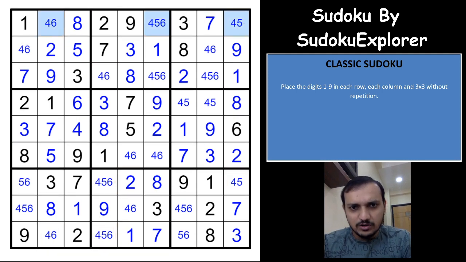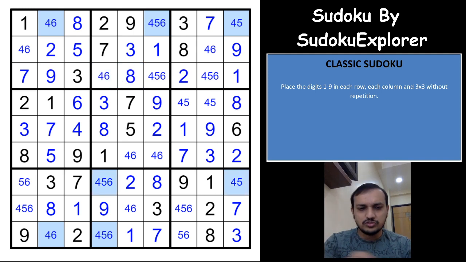4 is possible in one of these 3 cells in row 1. 4 is possible in one of these 2 cells in row 9. And 4 is possible in one of these, oh sorry, not these, these 2 cells in row 7. So particularly look out for rows 1, 7 and 9 in this grid for now, right?